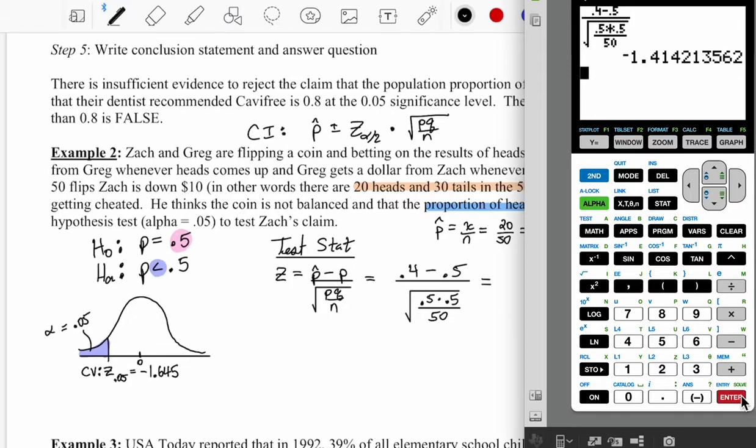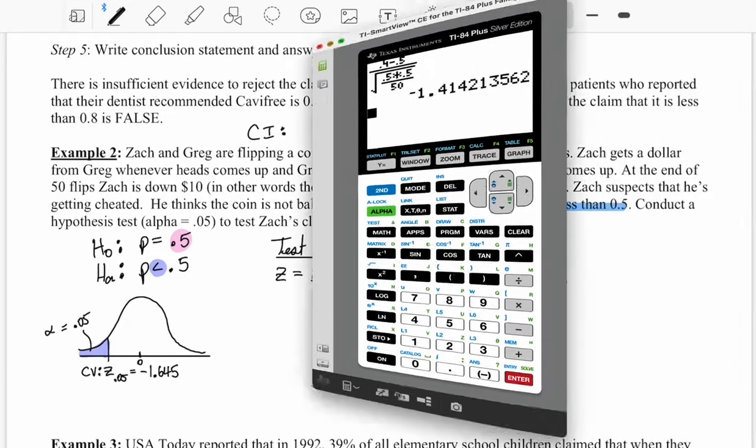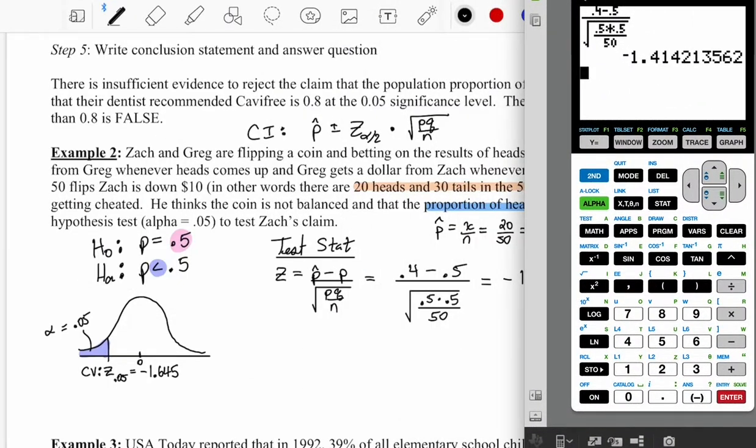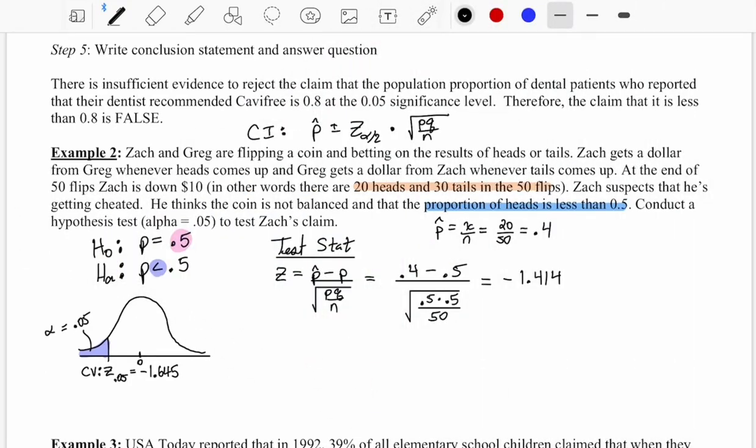Enter, and you get negative 1.414. All right, so this is a made-up problem, but you can get some funky decimals. It's just not very often that you would look at this and say, hey, that's the square root of 2. Or negative anyway. That's not typical. So expect hideous numbers when it comes to test statistics and p-values.